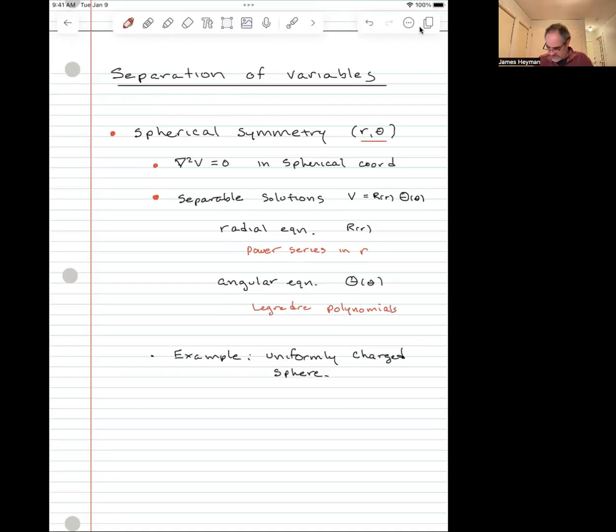Once we've done this, we'll turn to a very simple example, okay? We'll look at the example of a uniformly charged sphere. In essence, we're going to look at an example that's so simple that we know what the answer is, so we'll know if we're doing things right. All right? Okay. Well, here, let's get started.